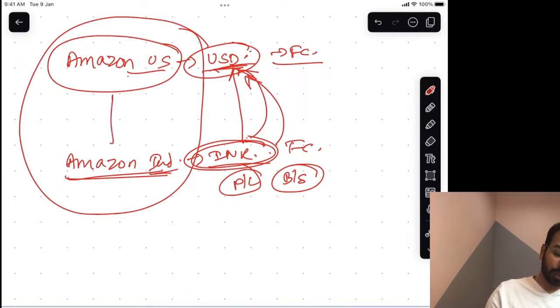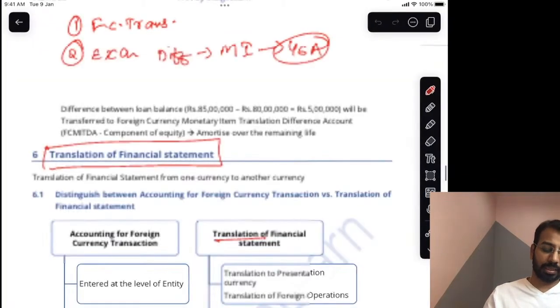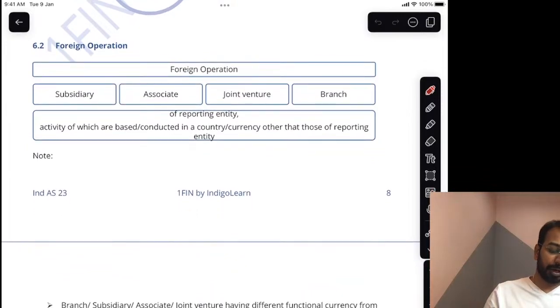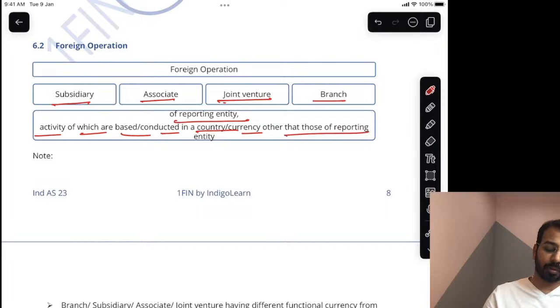Now, what is a transaction? A transaction is if Amazon US, let us say, sells goods to Amazon India or to any other foreign party. That is accounting for a foreign currency transaction, where on a transaction-to-transaction basis you do conversion. Whereas when it comes to translation, you are taking the entire financial statements of a branch, of a subsidiary, of a joint venture, and converting them. That is called translation. A foreign operation is a subsidiary, associate, joint venture or branch of the reporting entity, the activities of which are based or conducted in a country or currency other than those of the reporting entity. So very simple: it's a foreign branch, a foreign subsidiary, a foreign joint venture.